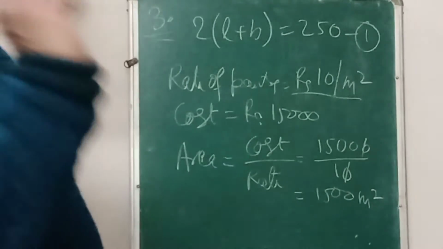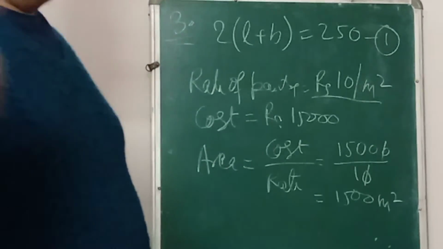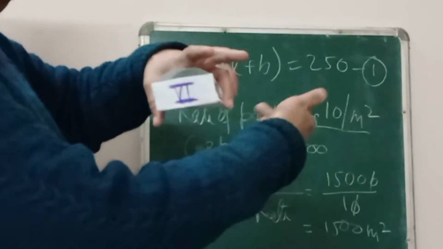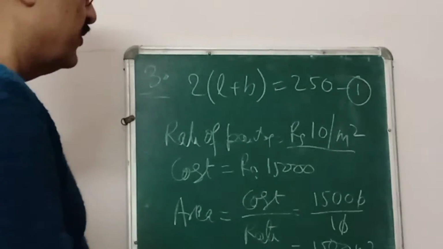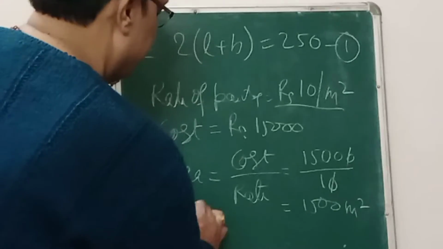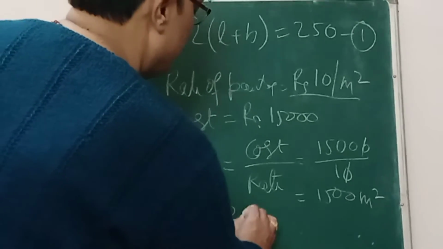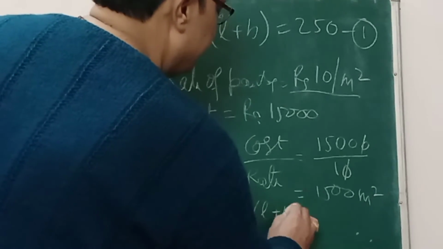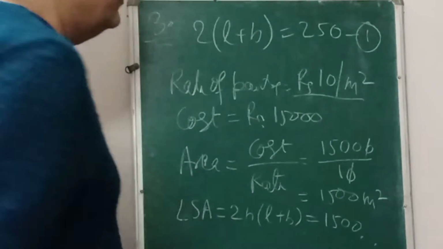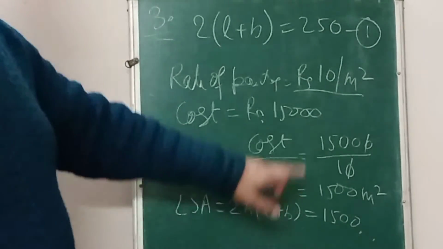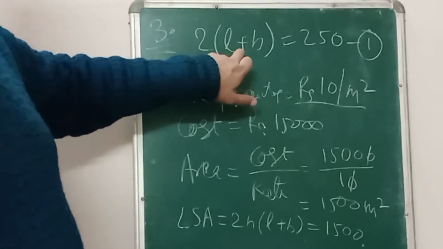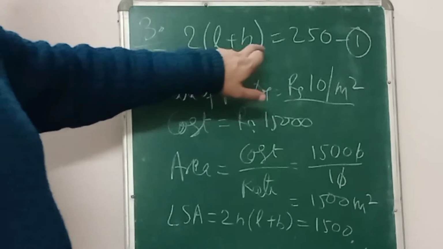Now these four walls, area of four wall is area of this four wall, 1, 2, 3, 4. This area of four wall is what? Lateral surface area. So this is LSA. And what is LSA? 2H(L plus B). And this is equal to this 1,500 which we have calculated. And 2 into (L plus B) was the perimeter of the floor which was given.